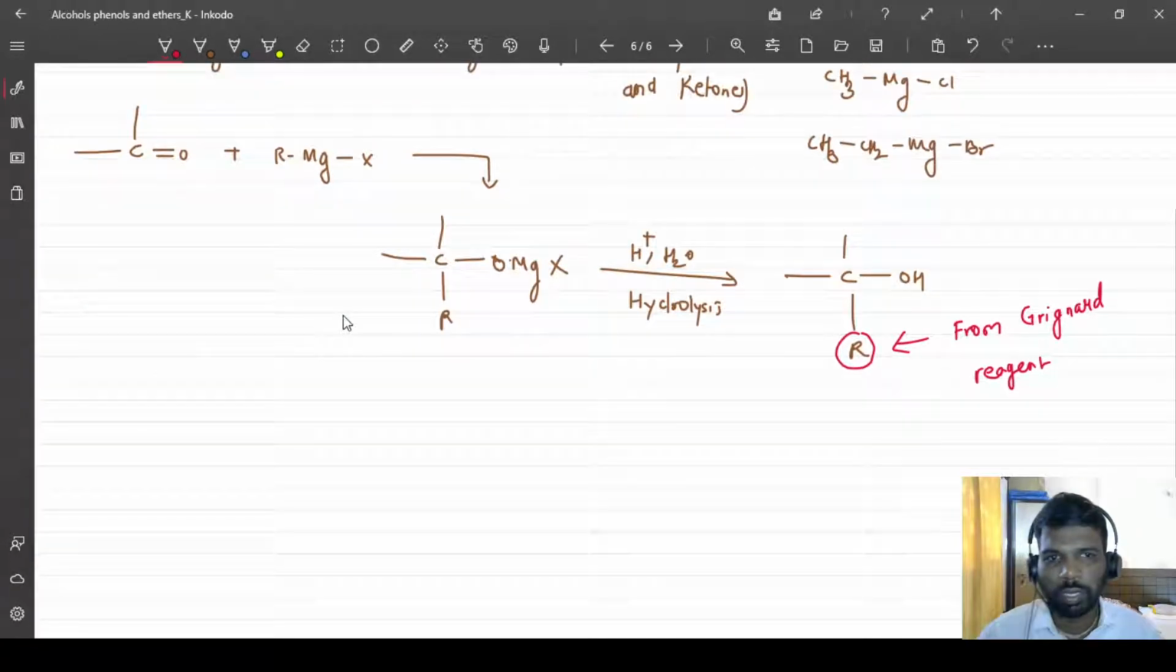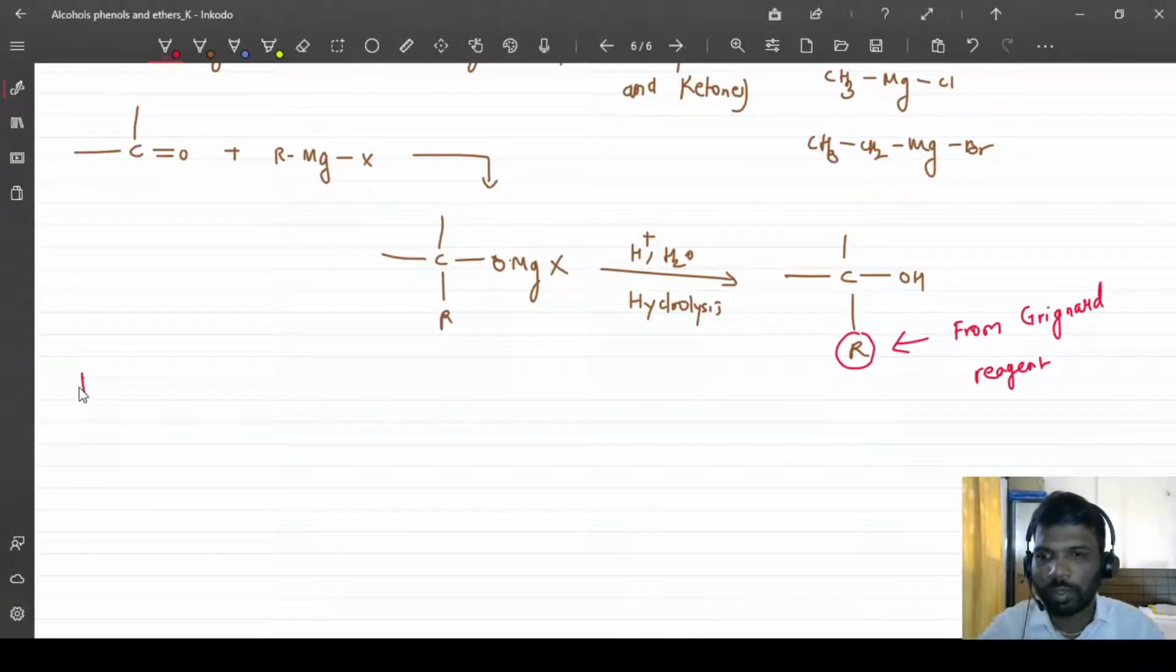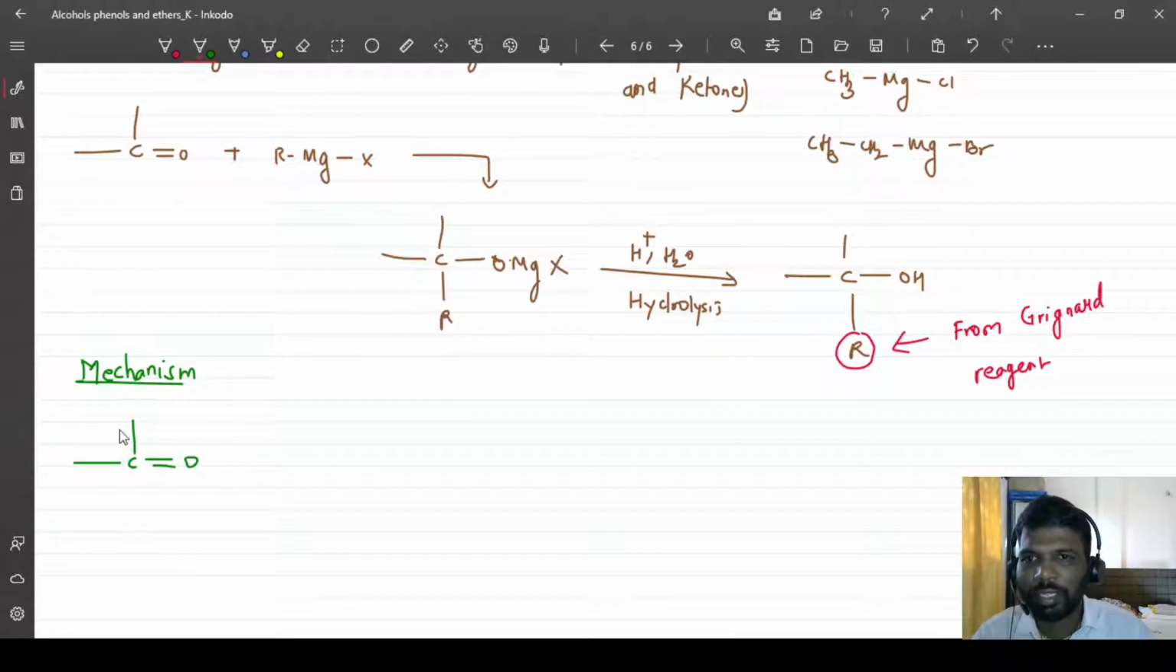Okay, let's learn about the mechanism, how the things are happening over here. The mechanism is very simple. You just have to identify which is the negative part and which is the positive part. This is the carbonyl compound I'm writing. It will depend whether it is an aldehyde or ketone based on these two groups. I'm reacting this with the Grignard reagent RMgX. Now in this case, this is the negative part, this is positive, this is also a negative part.